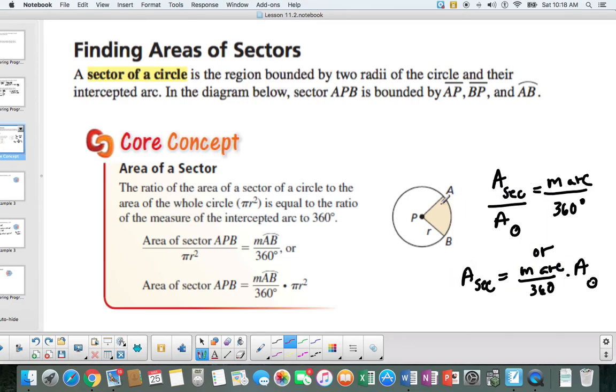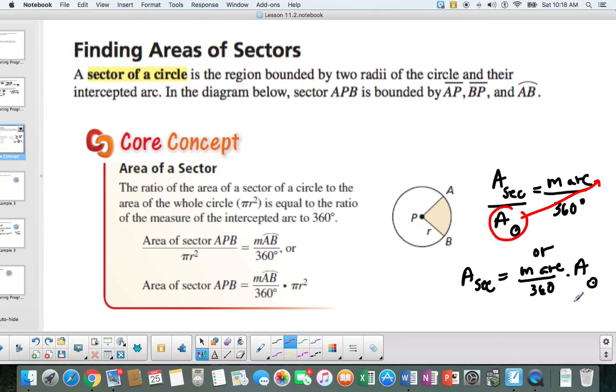So this portion of the area is to the whole circle, as the degrees in this arc is to the degrees in the whole circle. So if you like the proportional method, this is what you would use. Or what you could do is cross multiply here and take this and multiply it over here, and you'll get this formula type version. Area of the sector equals the fraction right here times the area of the circle.